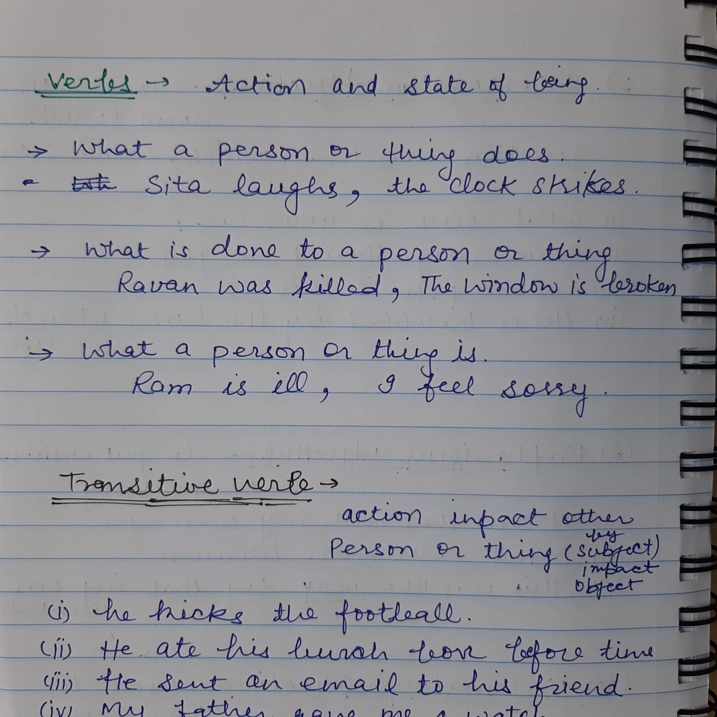My father gave me a watch. So here again my father's action impacted me and a watch. A watch is transferred from him to me. So I got the watch. So watch here is a direct object and me, who received the watch, is the indirect object. So this is also an example of a transitive verb.